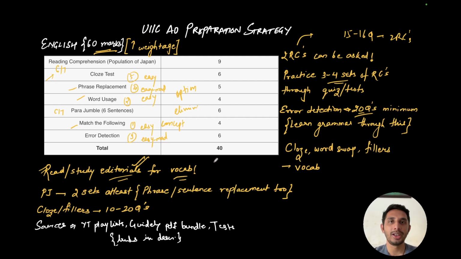All right, every day in the morning teachers and classes come up with editorials. Parajumbles or sentence replacement, phrase replacement, you need to practice 2 to 3 sets every day so that you get good at it. Cloze fillers 10 to 20 questions, and it will be vocab based. You need to understand this, what is the sentence demanding. According to that, you have to select the word, fill up.